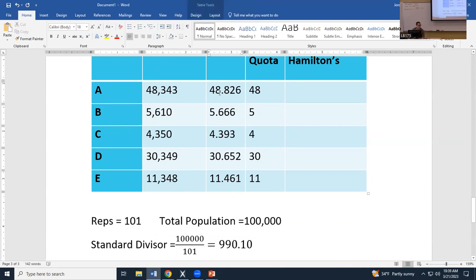The first biggest decimal is this one, the 0.826. So we're going to add 1 representative to District A. The next biggest decimals are B at 0.666, so we're going to add 1 to that. And the next biggest decimal is 0.652, so we're going to add 1 to D as well. That means in Hamilton's method, with 101 representatives, District A gets 49, District B gets 6, District C gets 4, District D gets 31, District E gets 11.